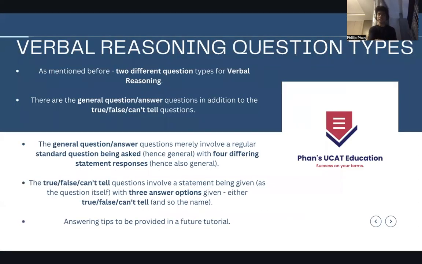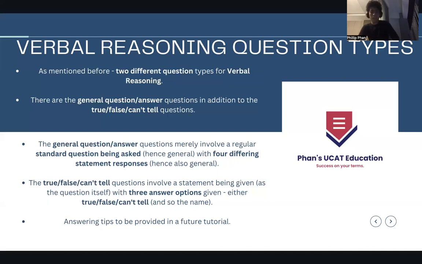All right, so now let's talk about the actual question types for verbal reasoning. I mentioned before, there are two different types of questions in verbal reasoning. More specifically, there are the general question and answer questions, in addition to the true, false, can't tell questions. For the general answer questions, you get a regular standard question being asked, and that's why I use the name general. It's just something like, which statement is true? And they give you 4 different statement responses. Now, that might not make much sense at the moment, but please listen on, because I've explained it with pictures, which might make it a bit clearer.